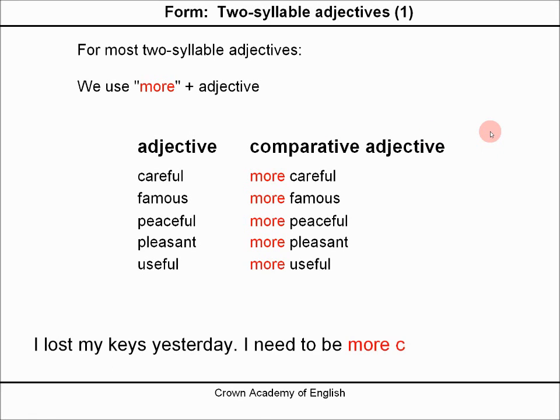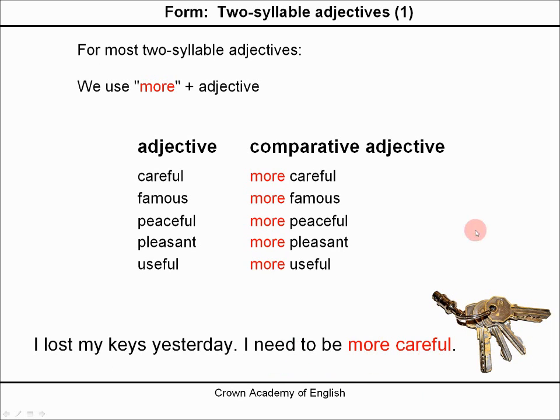I lost my keys yesterday. I need to be more careful. So this is implying that I need to be more careful in the future. So we do not say, I need to be carefuler. Carefuler is wrong. Usefuler is wrong. We must say more useful, more careful.